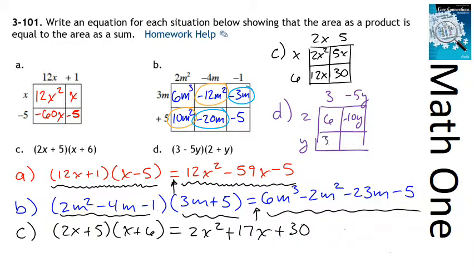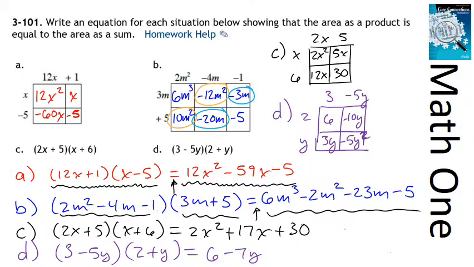3 times y is 3y. And then finally, I've got y times negative 5y, which would be negative 5y squared. So we have just enough room to write D down below here. The original problem was 3 times 5y, and the other part was times 2 plus y. When I multiply those, after combining my like terms, I have a 6, and then I've got a 3y and a negative 10y, which would be negative 7y, and then finally I have a minus 5y squared.